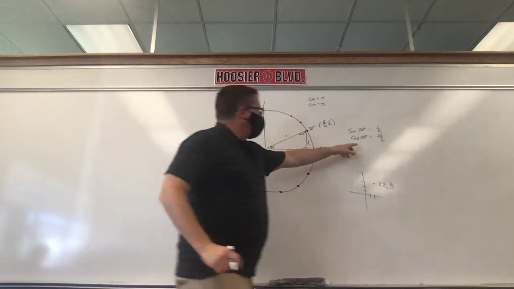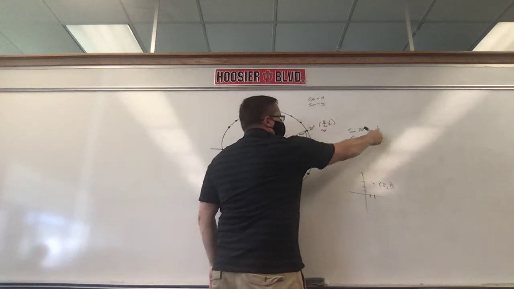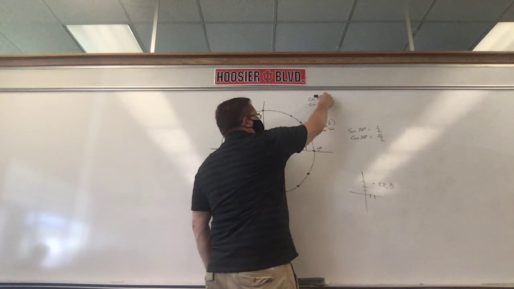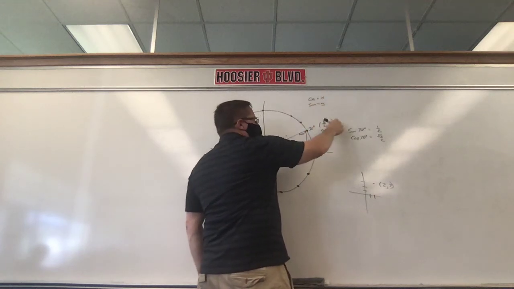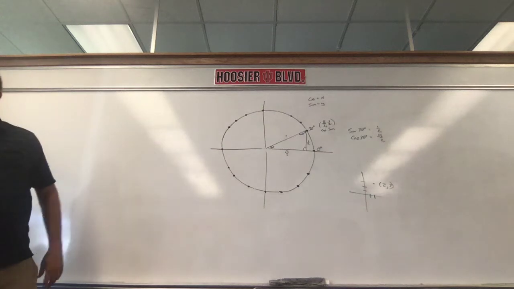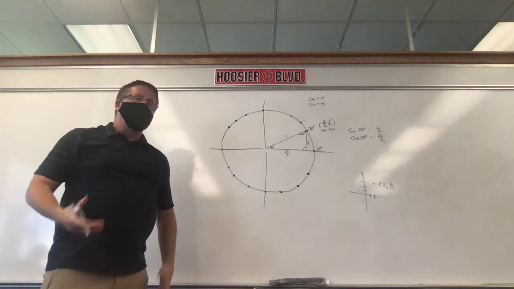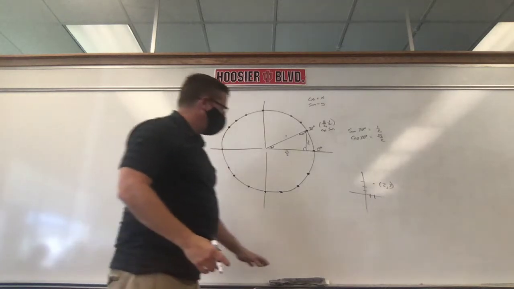And these numbers look familiar. This right here is the cosine value. This right here is the sine value. X, Y is cosine, sine. That's something that if you don't have it memorized right now, it's okay. You need to have it memorized the next 3 or 4 days though, okay? X is cosine, Y is sine, okay?